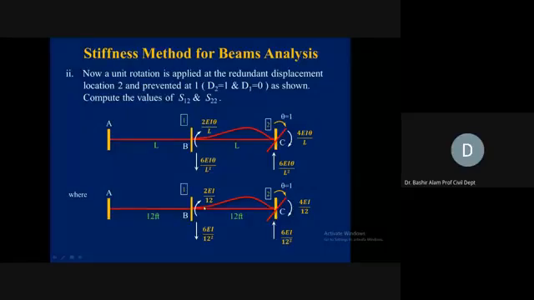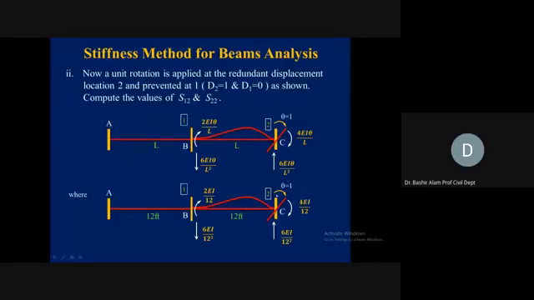So once you get the confidence, then you don't need to repeat this. Once you find S21, you should be good with S12. You don't need to find this one. But initially you don't have the confidence, so you find them separately and then you match them. If they are matching, it's fine. If they are not matching, there is some mistake in the calculations.